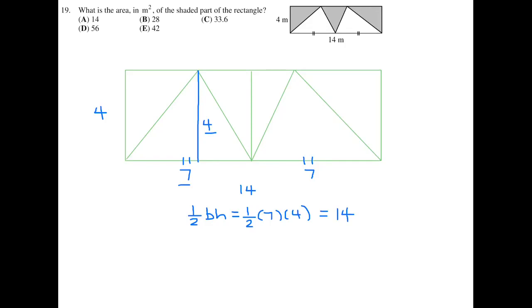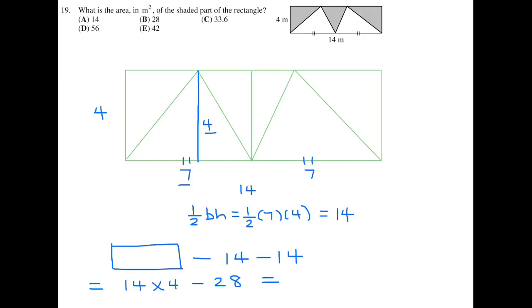Now they want you to figure out the area of the shaded region. So the shaded region is this big triangle, or big rectangle, sorry, minus those two triangles that I just figured out the area of. So each of those was 14, so minus 14, like that. So what's the area of the big rectangle? It would be length times width, which is 14 times 4, minus 28. So 14 times 4 is 56, minus 28, and therefore that gives you an answer of 28. So the answer here is B for number 19.